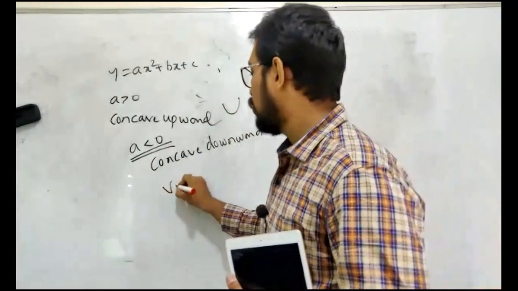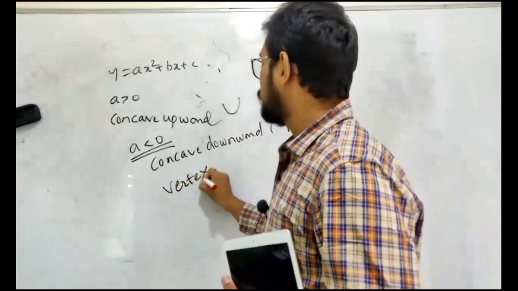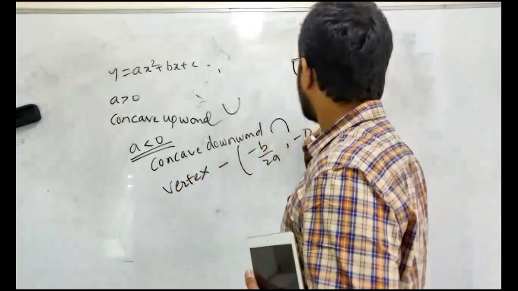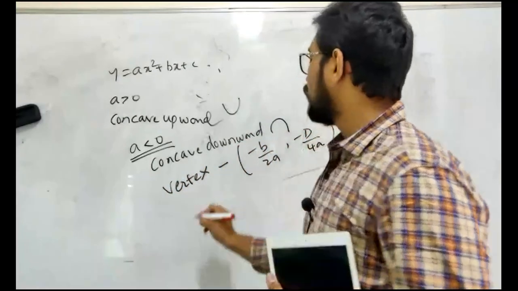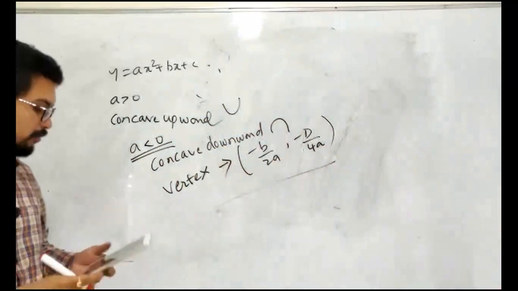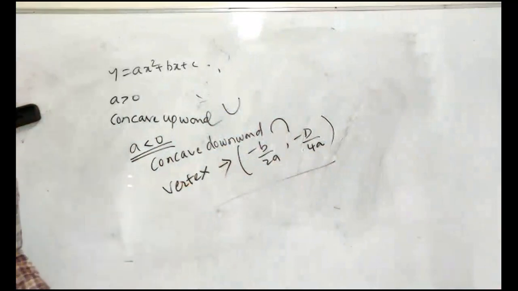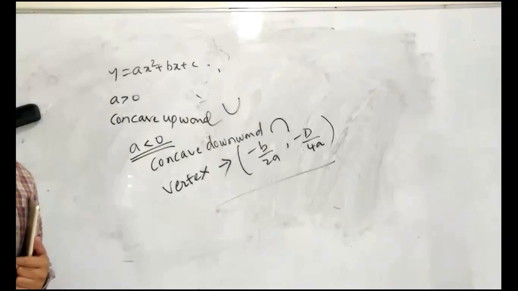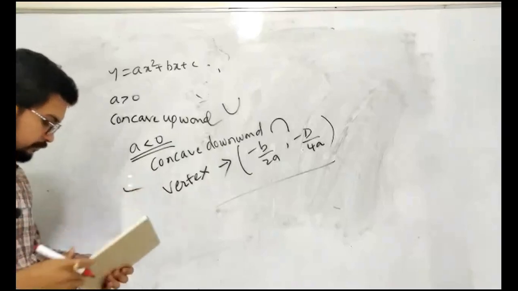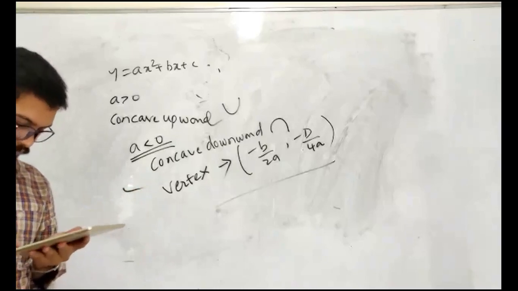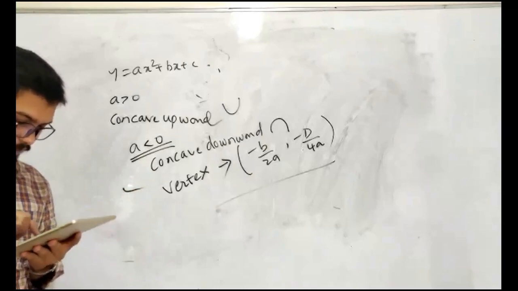Now, for this parabola, the vertex is minus b by 2a, comma minus d by 4a. Right? Okay. Hope this is clear.